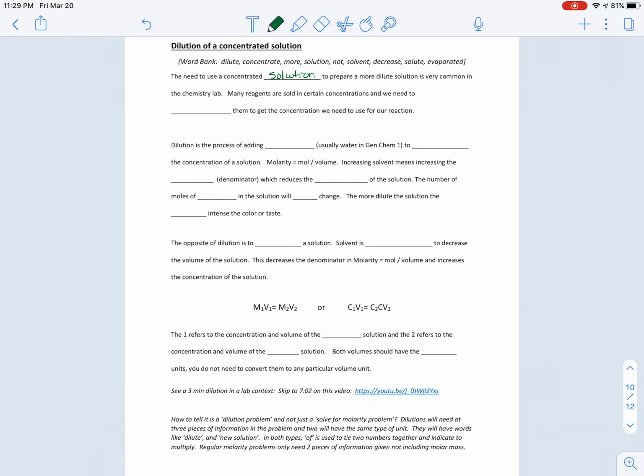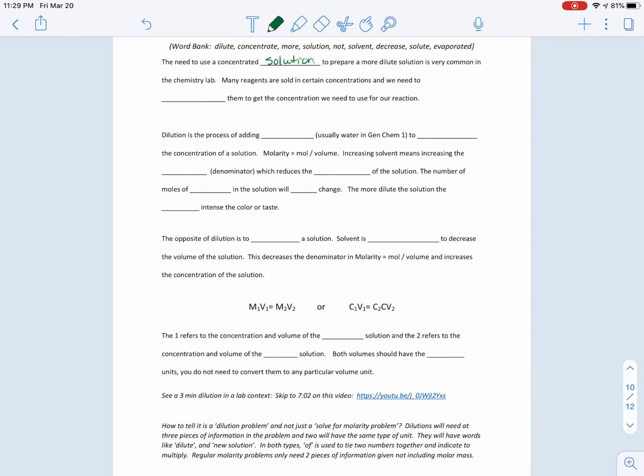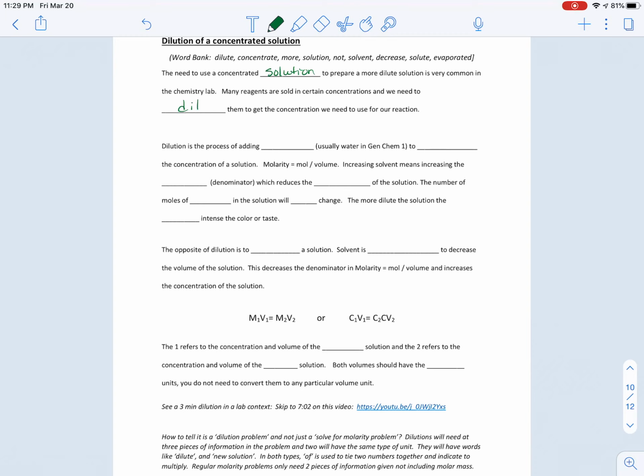Okay, so the need to use a concentrated solution to prepare a more dilute solution is very common in chemistry lab. Many reagents are sold in certain concentrations, and we need to dilute them to get to the concentration we need. You guys have seen this even in stores. You can buy laundry detergent that's 4 times concentrated, 10 times concentrated, because it's easier to ship, because you don't have the volume, and a lot of times it's more discounted.